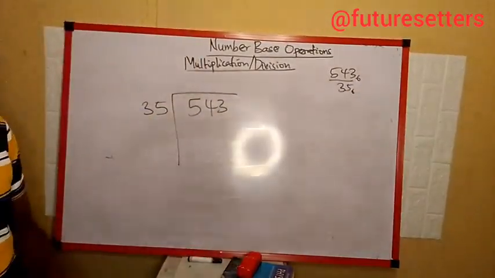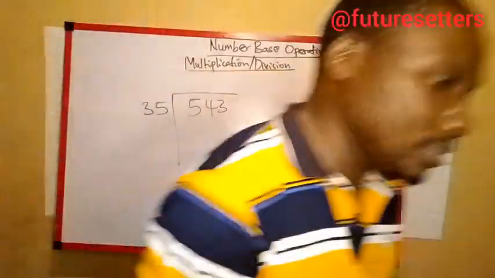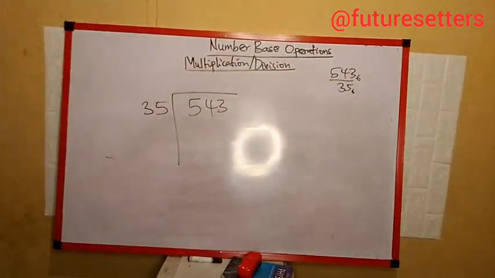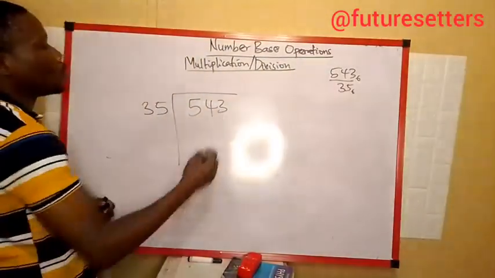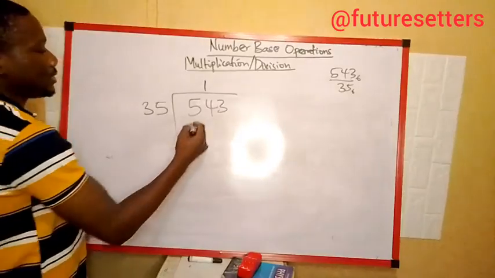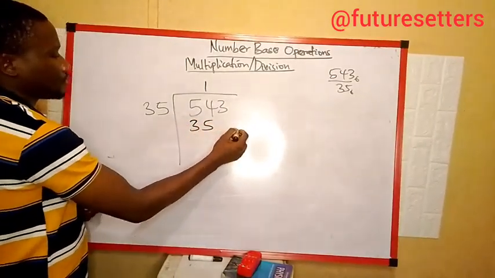So whenever you are dividing, you are going to work with the base. The base is also very much important whenever you are dividing. So how many times can 35 go into 54? 1. So 1 times 35, 35.